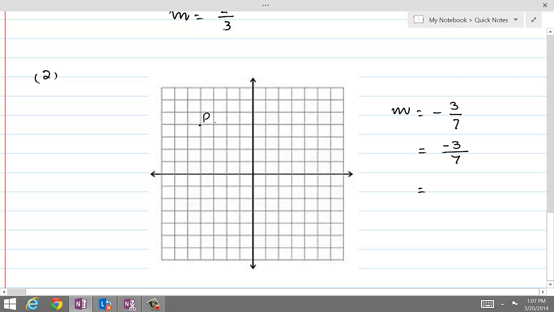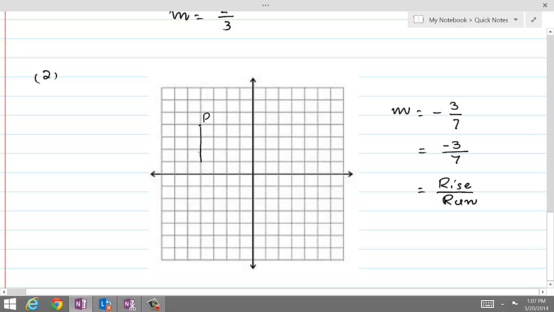And now from this point, let's draw the slope, which is minus 3 over 7. If we write it as rise over run, how much is the rise? The rise, if you compare, is equal to minus 3. Minus 3 means that we are moving 3 units downward in the negative direction. So 1, 2, and 3, that's where we get. Here, if we go 3 units down, that's where we are.